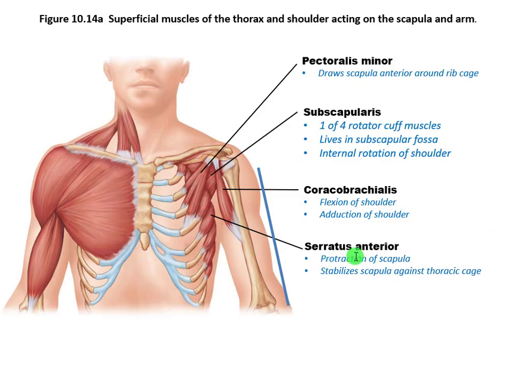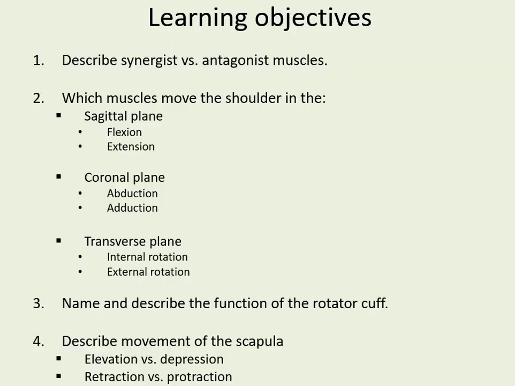The next muscle you see here is serratus anterior. Serratus anterior actually attaches to the anterior part of the scapula as well as the ribs. So what does it do? It brings the scapula toward the ribs, or the ribs back toward the scapula. This is a motion called protraction of the scapula. And remember, that was one of our learning objectives: describe movements of the scapula, protraction versus retraction.